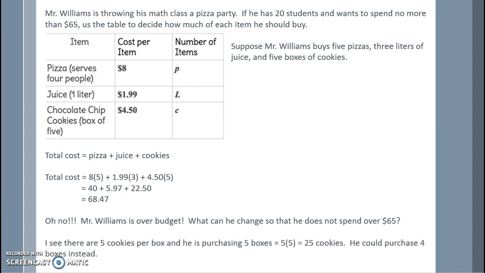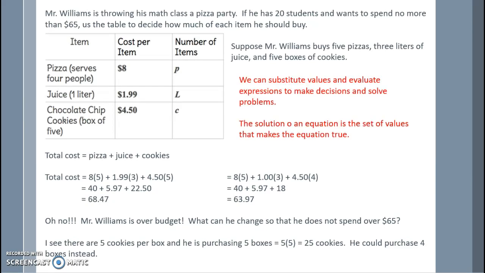Well, if I take a look at the cookies, there are 5 cookies in each box. We would only need 4 boxes, not 5. Since 5 times 5 is 25 cookies, he would end up with 5 more. Let's do the same equation, except this time, let's use 4 boxes of cookies instead of 5. That would give me 40 plus $5.97 plus 18, which is certainly now less than $65.